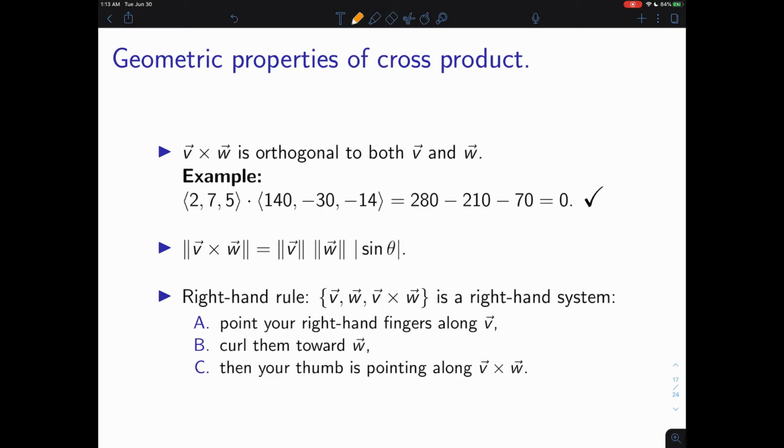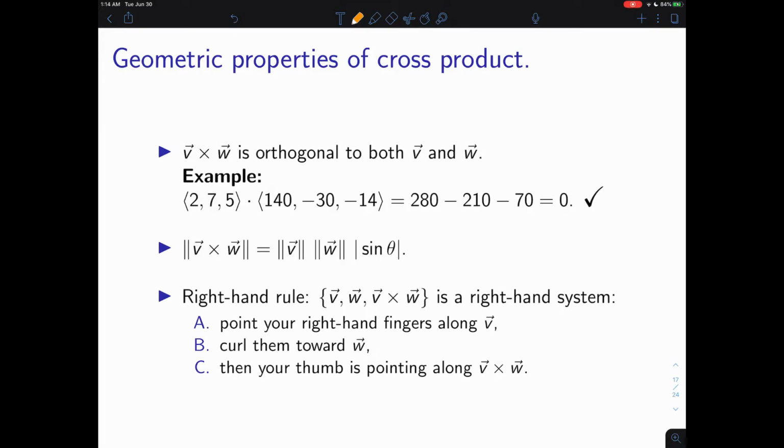There are 3 geometric properties that are written here. First of all, the cross product V cross W is orthogonal to both V and W. It's orthogonal to V and it's orthogonal to W. It's orthogonal to both of them. We can check that in our example.